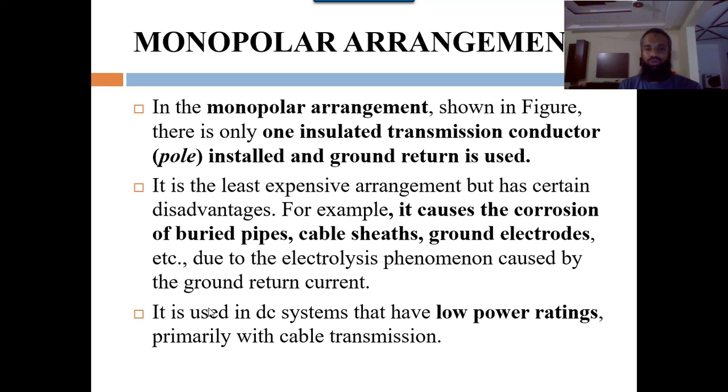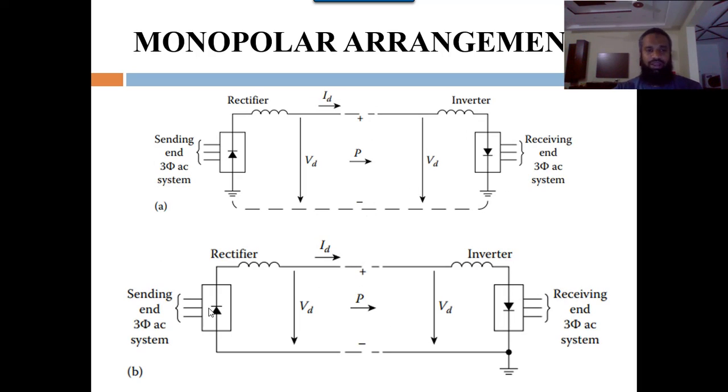So there are two possibilities to use monopolar arrangement. One is that we do not use a ground cable, and the other one is that we are using a ground cable with the help of a special conductor. If you see the diagram, these are the two topologies of monopolar.